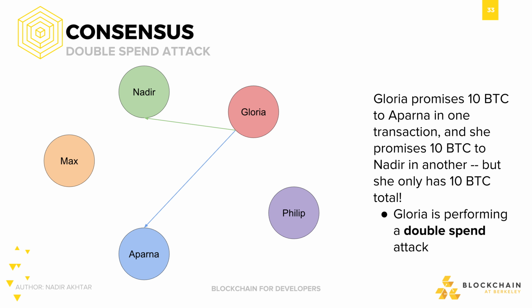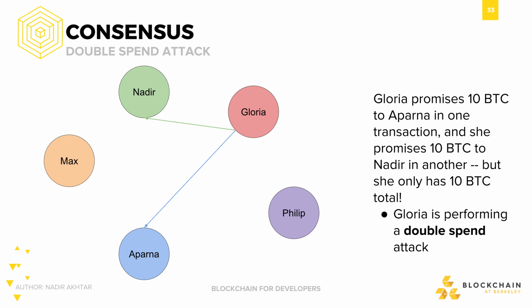So basically, this is the problem. Gloria can perform a double spend attack if she decides to promise Aparna 10 BTC and Nadir 10 BTC. But the reality is Aparna doesn't know that Gloria has spent that 10 BTC. So Gloria can essentially perform a double spend attack by saying, okay, I'm going to give you 10 BTC, I'm going to give you 10 BTC, but you're not going to know that I won't have that 10 BTC once it goes to someone. So basically, I'll have double spent Bitcoin that I don't have.